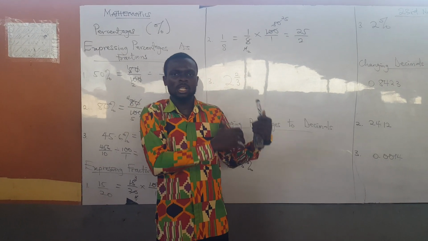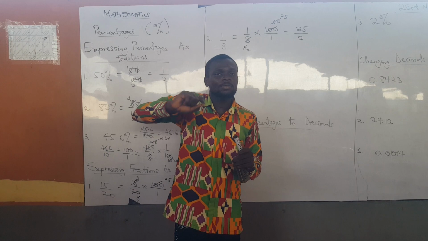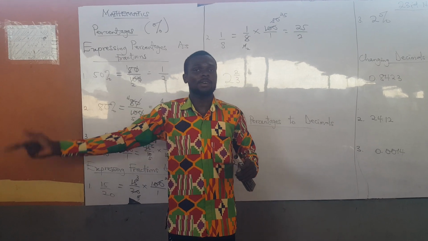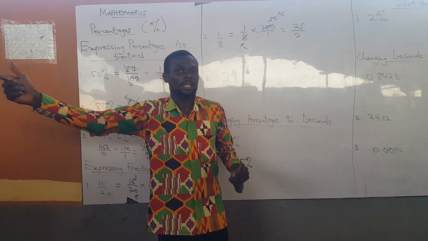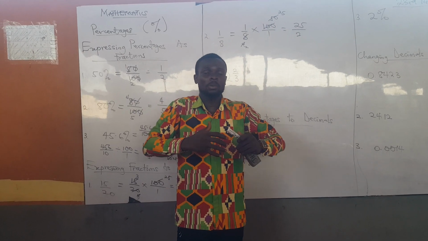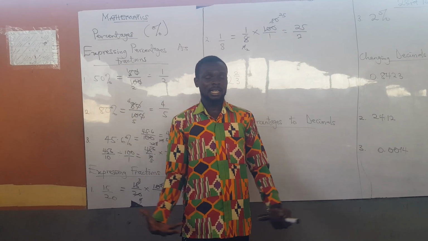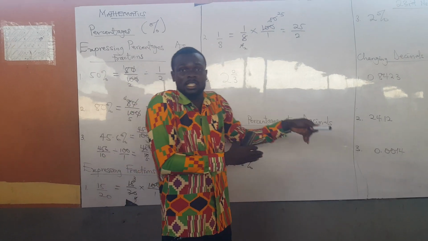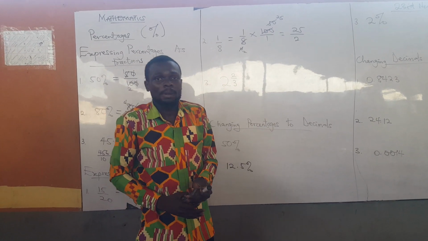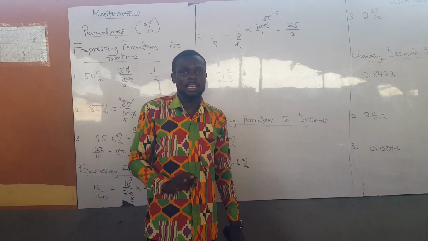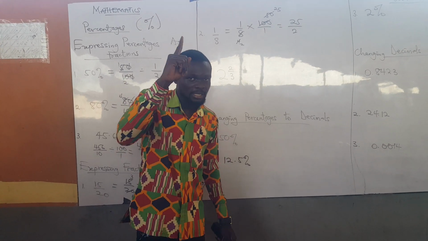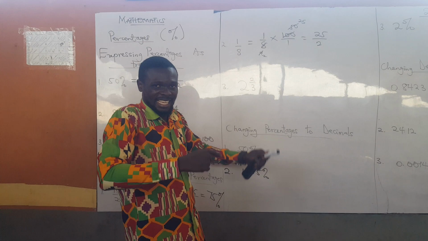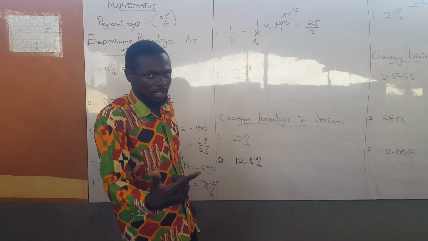And if you look at the 25 over 2, the 25 over 2 is an improper fraction. If you cast your mind back, an improper fraction is when the numerator is greater than the denominator. So here, just change this into either a mixed fraction or a decimal. But what we are interested in is the percent sign, because we are expressing it in percentages.